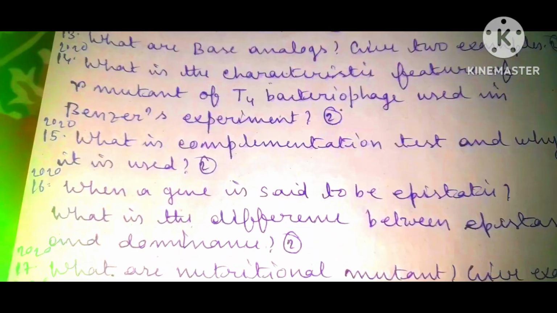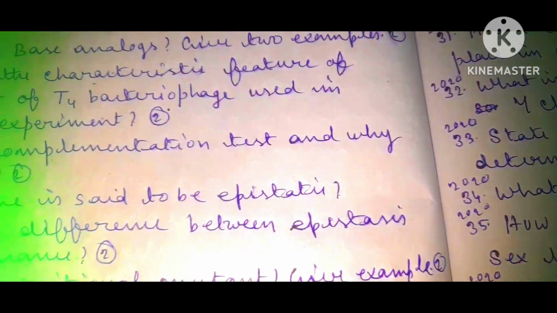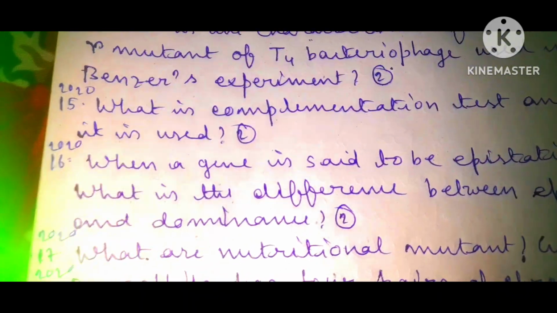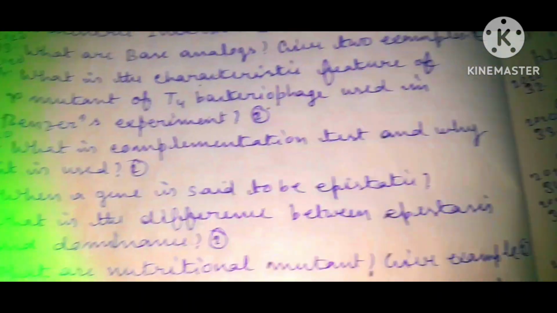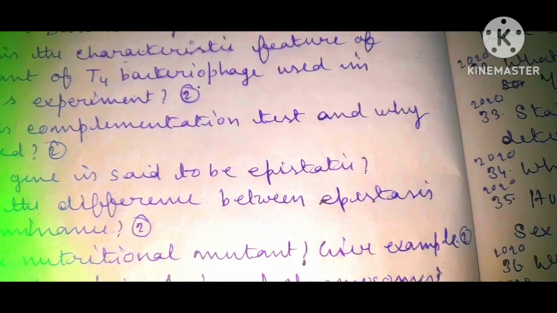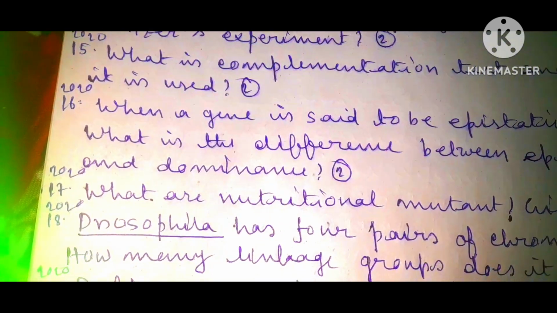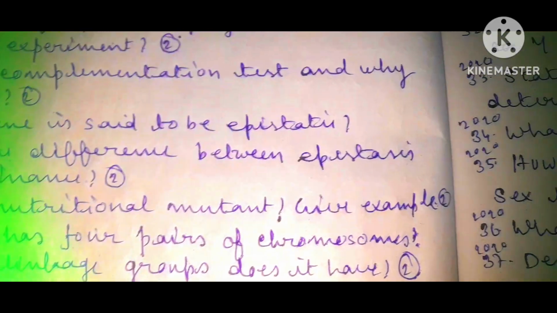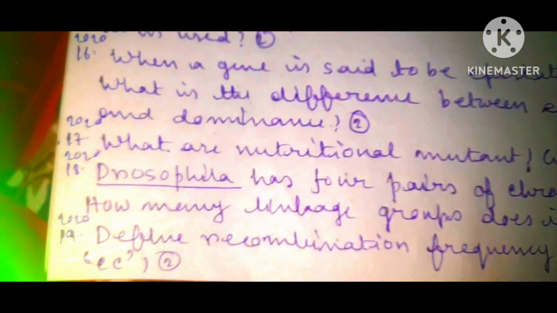What is complementation test and why it is used, carrying 2 marks? When a gene is said to be epistatic, what is the difference between epistasis and dominance, carrying 2 marks? What are nutritional mutants? Give example, carrying 2 marks.